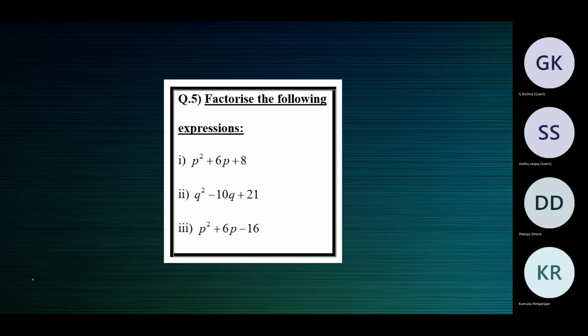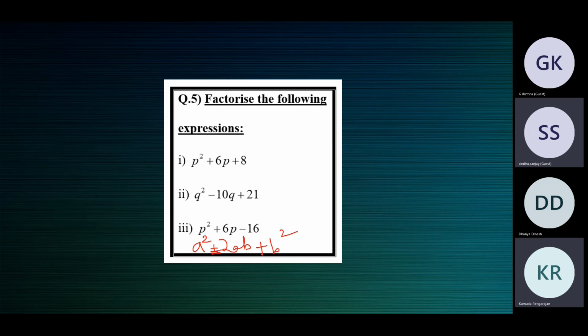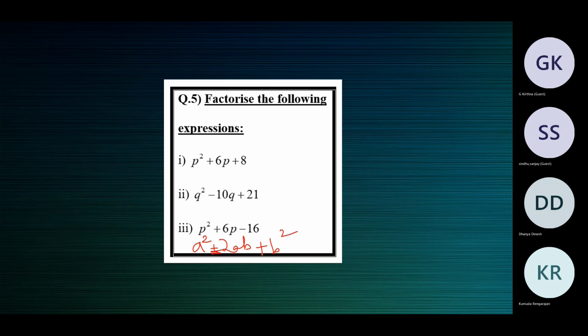Okay, the third one. Do we have two perfect squares? Yes, ma'am. But before that, check the signs. Check everything, children. This looks like a square, this looks like 2ab, this looks like b square. But what about the sign? It can be plus or minus here. It should be minus here and plus there, ma'am. Since the signs don't match, you cannot use the identity.